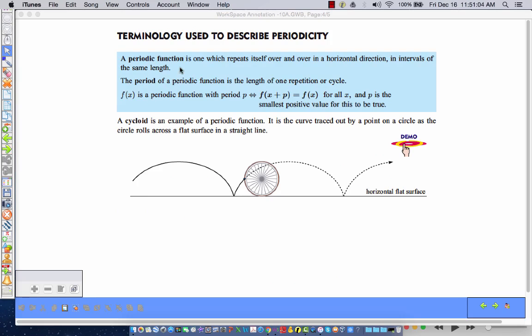Here we go. A periodic function is one which repeats itself over and over in a horizontal direction in intervals of the same length. The period of a periodic function is the length of one repetition or cycle. And we will go over that very clearly in the next video. A cycloid is an example of a periodic function. Its curve is traced by a point on a circle as the circle rolls across a flat surface in a straight line. So if you can imagine this point as this wheel rolls, this graph is the trace of that point.